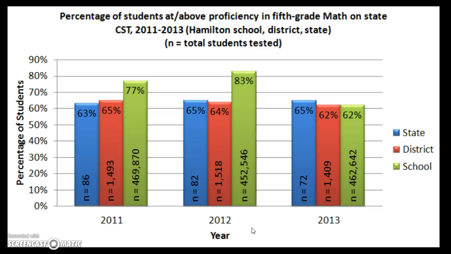Our 5th graders outperformed the district and the state in 2011 and 2012 in mathematics. As you can see here, 77% of our students achieved proficiency, 83% here, and in 2013 they performed just as well as the district and a little bit below the state.